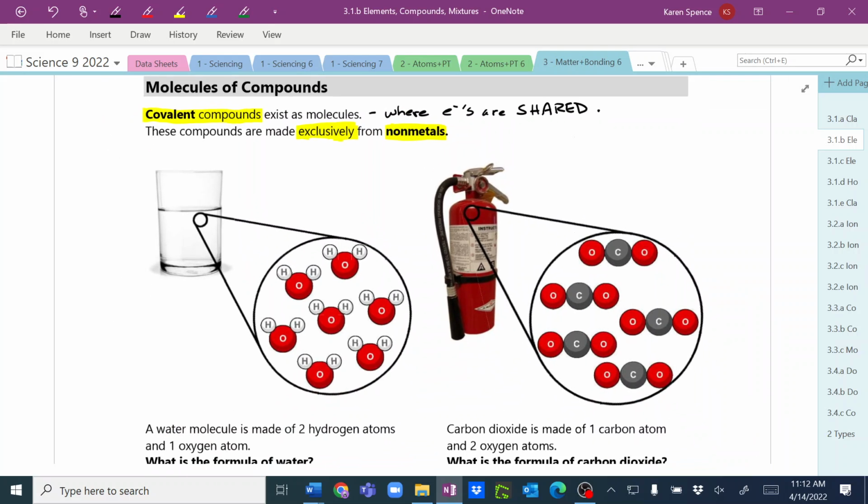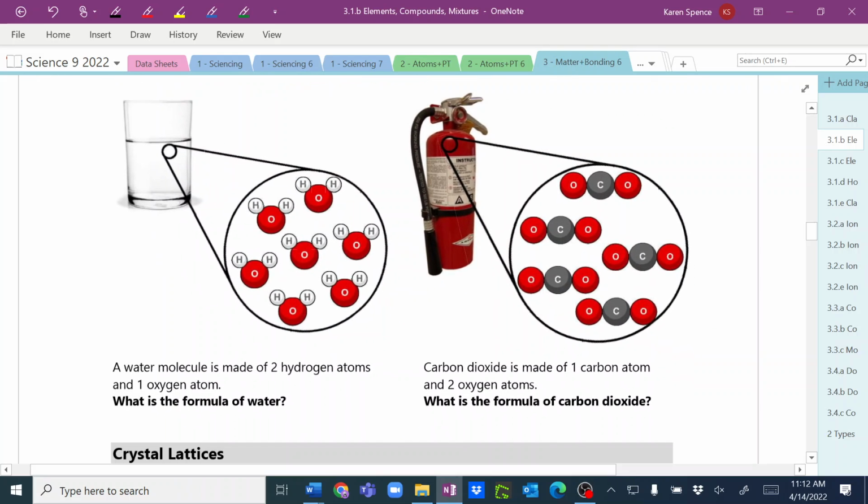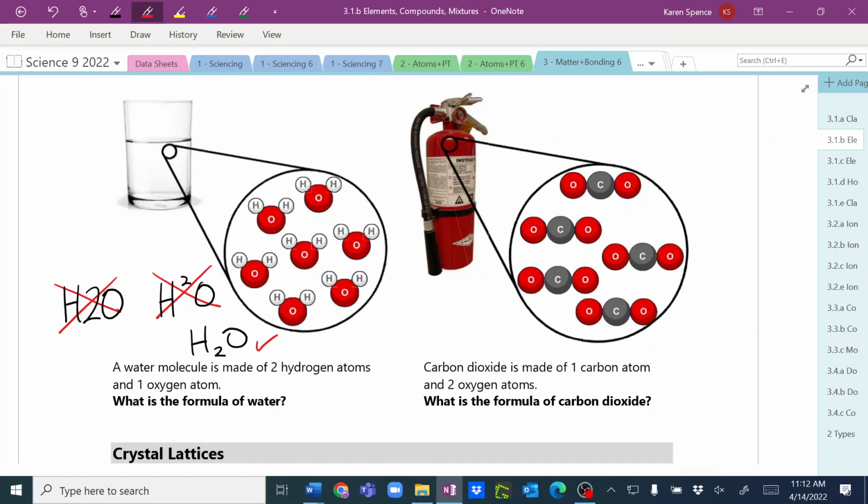Okay? So here we go. Here are a couple of molecules of compounds. What is the formula for water? H2O. Is it like this? Is it like this? Or is it like this? Yes. Because, of course, what do we call that little number at the bottom? It is called a subscript, and the subscripts have to go below the writing, okay?